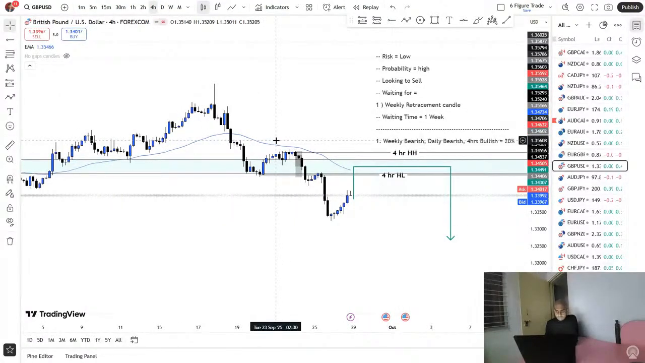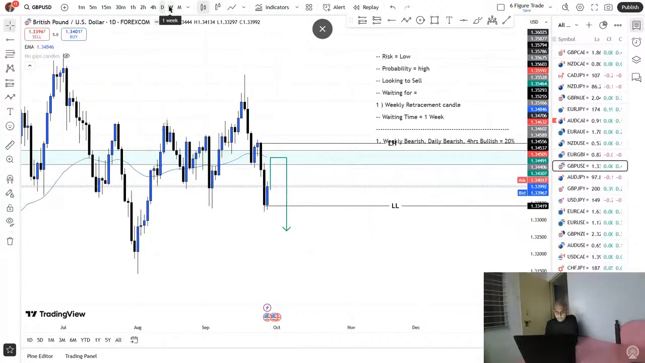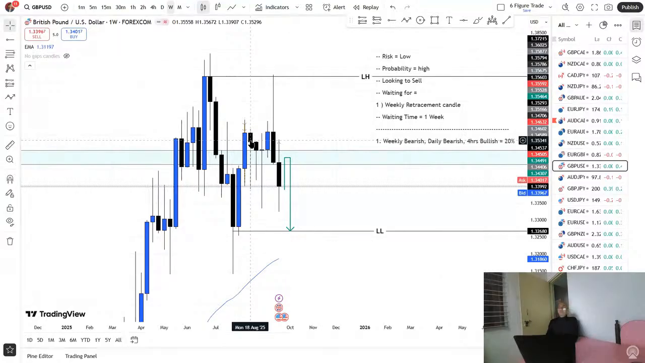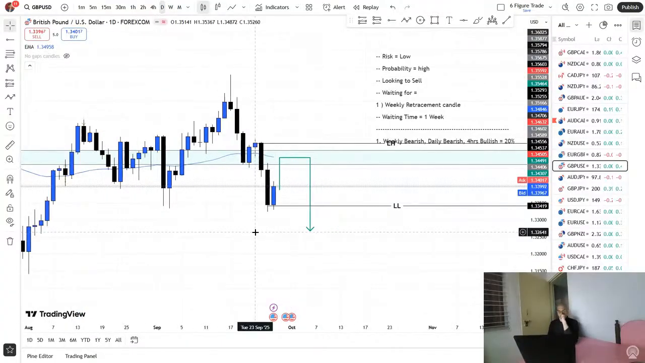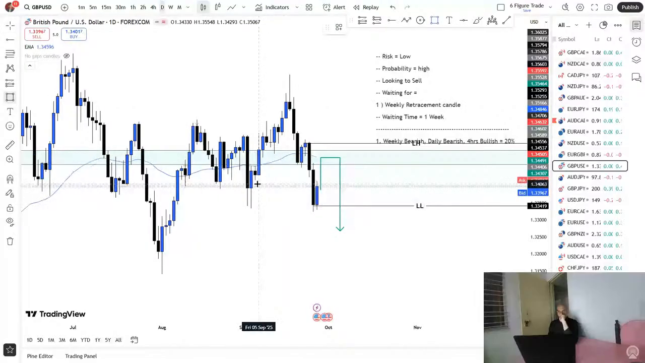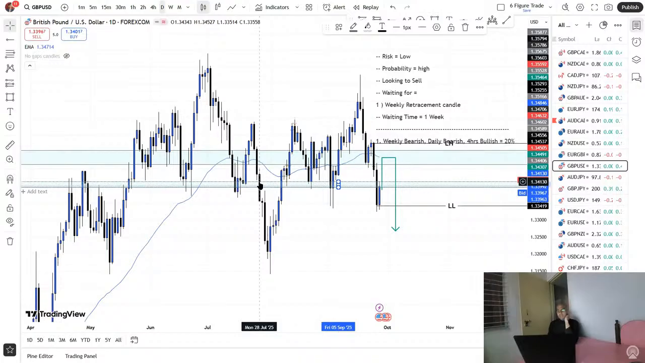The 4 hours will get bullish, brother. This could also happen, that the next week is going to just do this. This is a good area of interest.